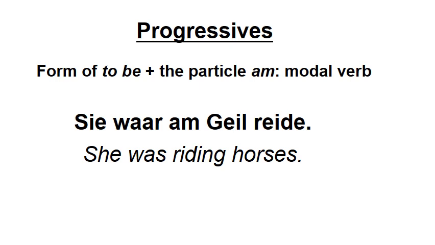If you tried to translate each word very literally, it would be like she was at the horses riding, which doesn't make much sense in English, but it makes sense in Pennsylvania Dutch. Now, not to get too far into the nitty-gritty, but the am here, some dialects pronounce that as an, A-N. And the position of it can change. Sometimes you'll see the am right before the infinitive. So in a sentence like this, it could be Sie war Geil am reiten, and that would mean the exact same thing. It depends a bit on speaker and dialect where the am gets placed.